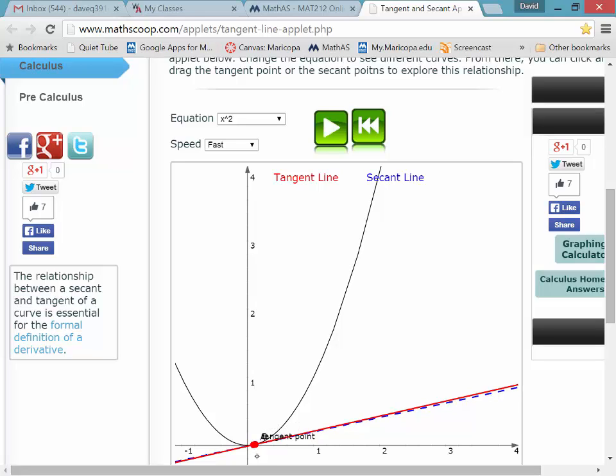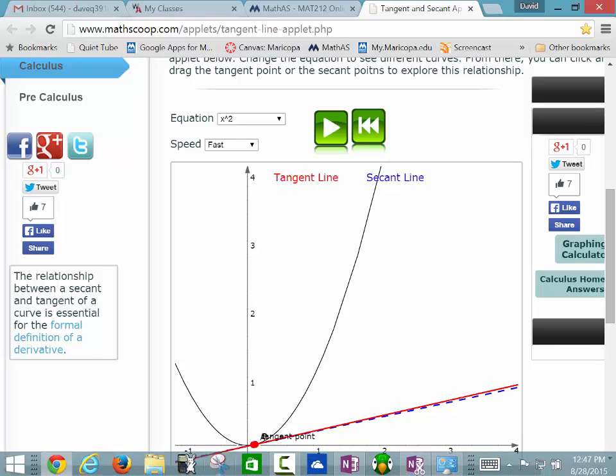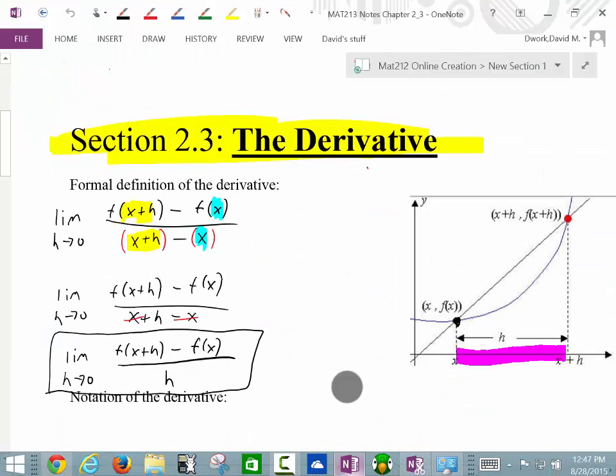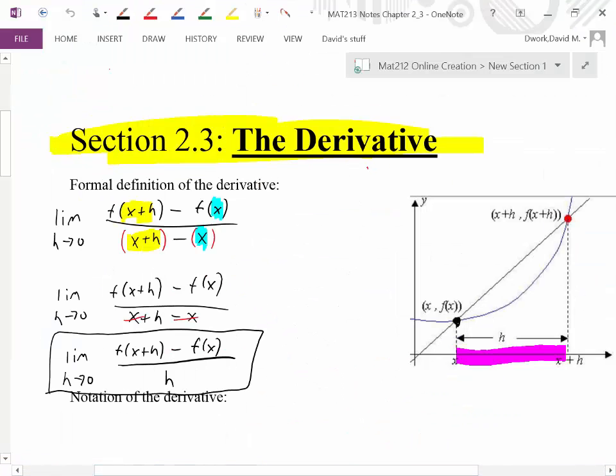And remember, a tangent line means it crosses our graph at exactly 1 point. So what we can say is that this formula here gives us, instead of the slope of the secant line, when h is approaching 0, it actually gives us the slope of the tangent line.